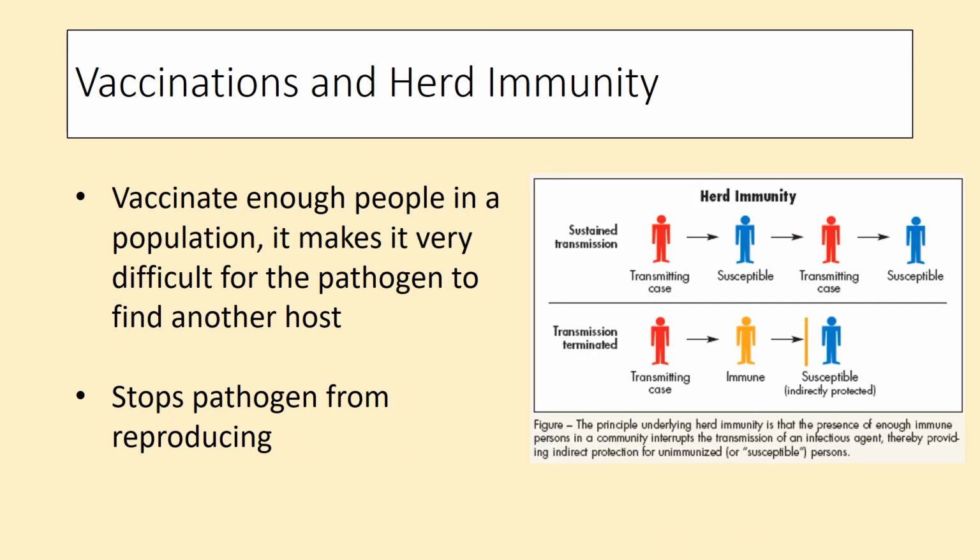So as we discussed, if you vaccinate enough people in a population, 98% or so, it means even those people that are unvaccinated are protected. Why? Because the pathogen cannot reproduce, and it also finds it very hard to spread amongst those unvaccinated people because there are so many people that are vaccinated and immune to the disease.